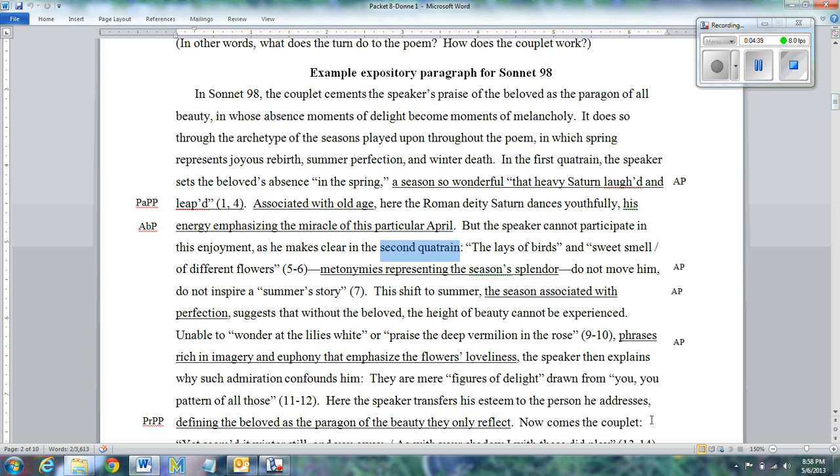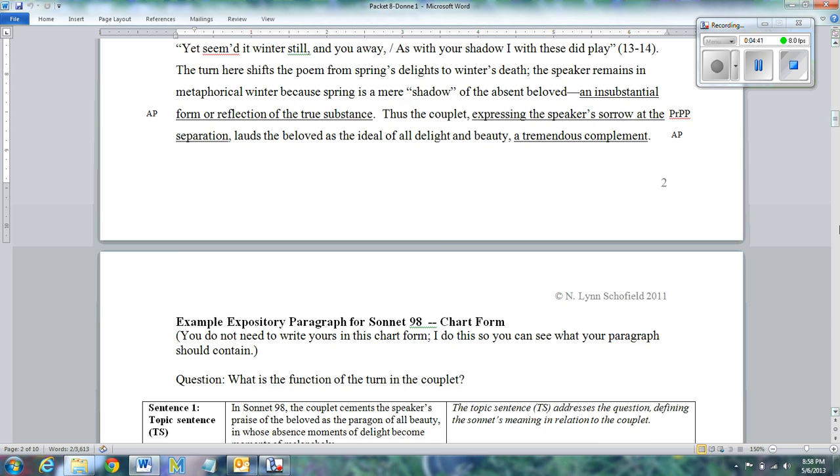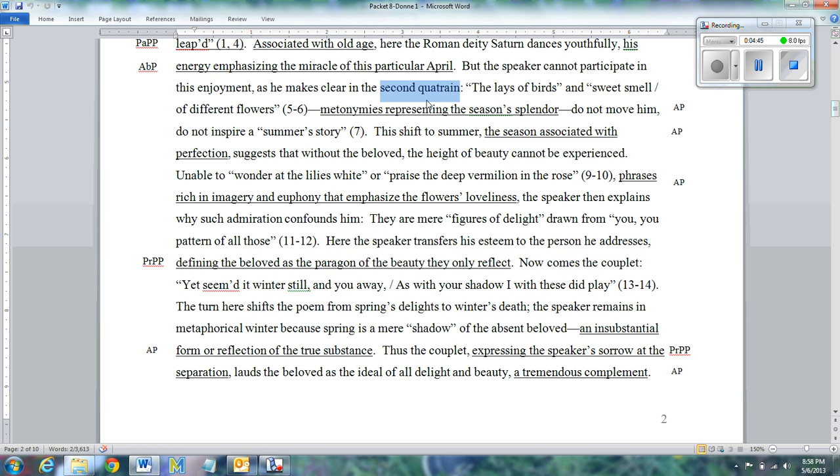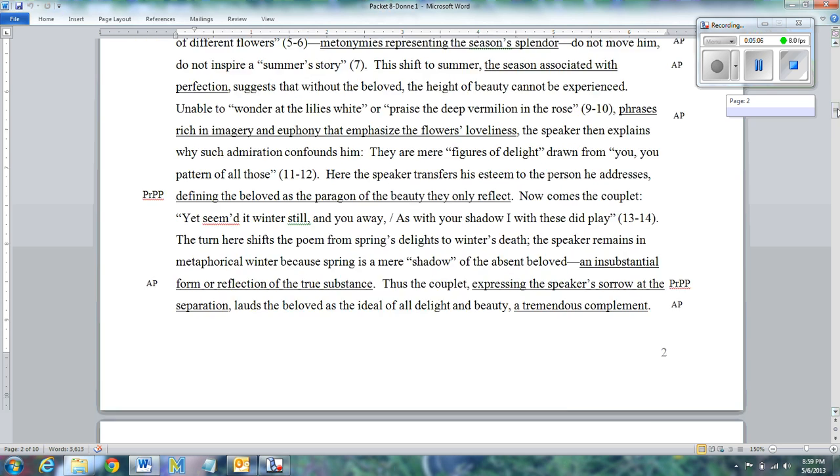Where else did I change that? Did I indicate that? I'm sorry. I skipped through here. The second quatrain. Here. Now comes the couplet. You see? So I indicate through the word glue that I use that I'm moving through the poem and I'm taking my reader along with me in my analysis of how all the ideas in the poem culminate and are turned and changed by this couplet.